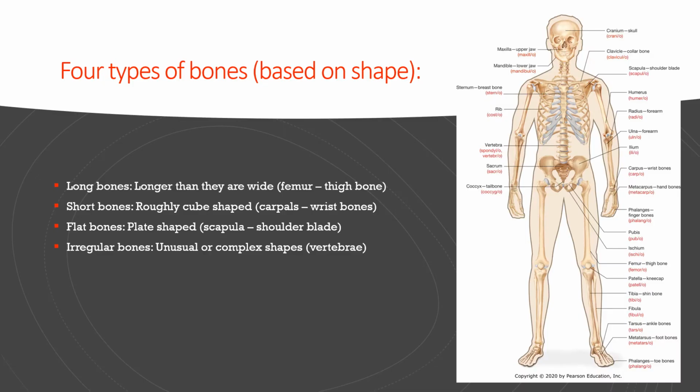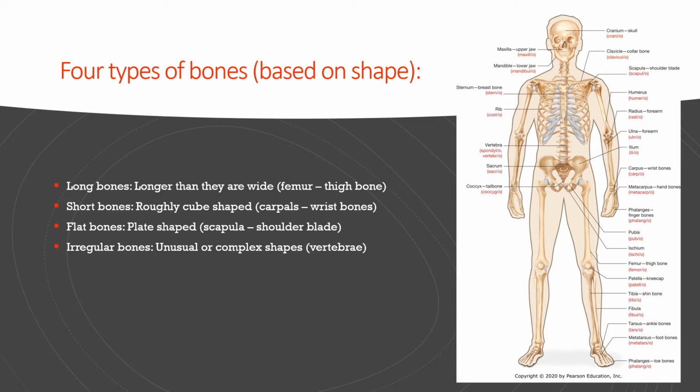You have four different types of bones based on their shape. Long bones are going to be longer than they are wide. An example of this would be the femur or the thigh bone. Short bones are roughly cube-shaped. An example of these would be the carpals or the wrist bones. Flat bones are going to be plate-shaped.